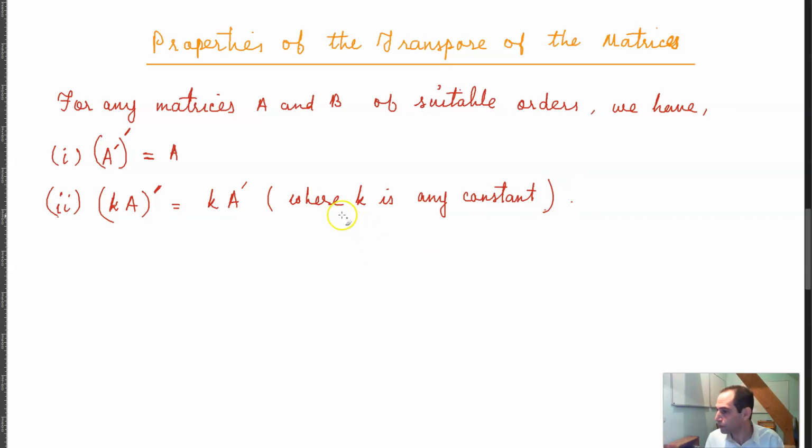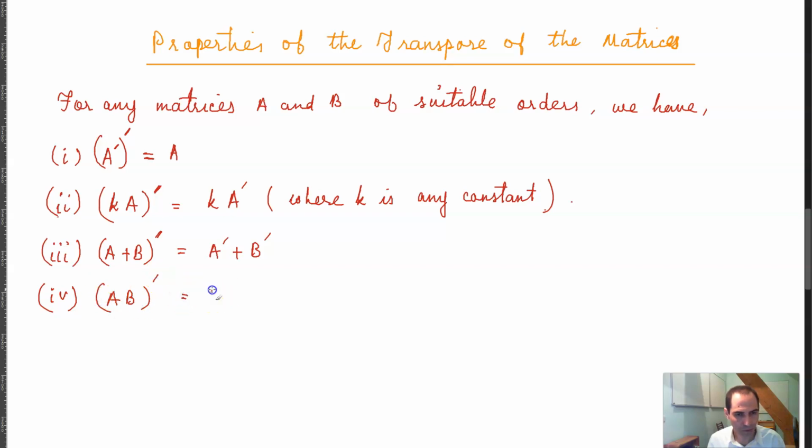Right? And of course, number three, A plus B whole transpose is equal to A transpose plus B transpose. And number four is a little bit different: A B whole transpose is equal to B transpose times A transpose. So that's basically the four properties of the transpose of matrices A and B.